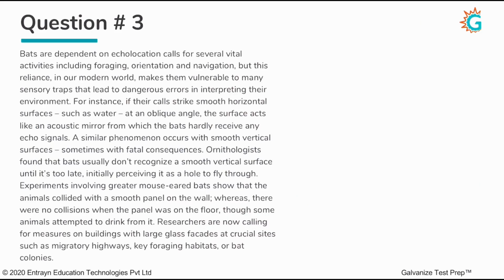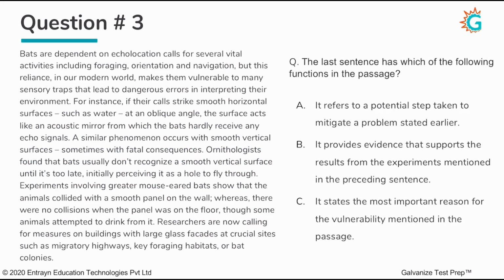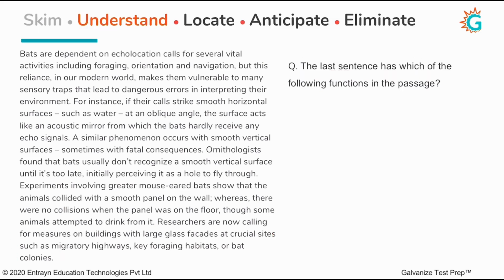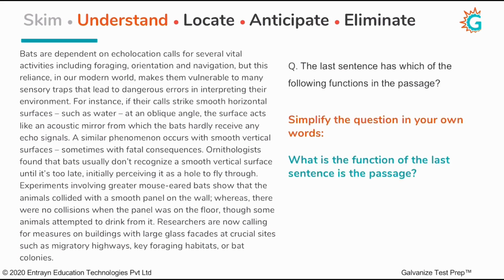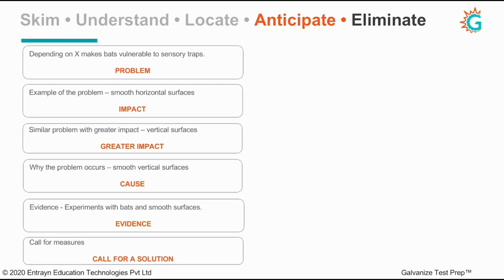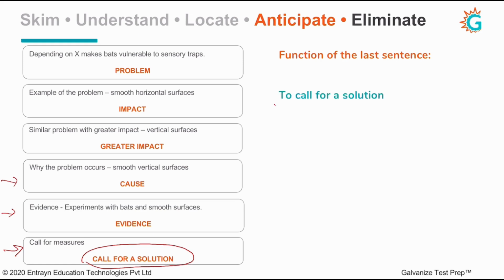Now let's go to another question in this passage. And this question basically says, the last sentence has which of the following functions in the passage? How interesting. It's basically asking you what is the function of the last sentence of the passage. What's the purpose of this sentence? But again, we don't have to worry because we have already written down the function of every single sentence in the passage. And we know from our notes that the last sentence of the passage is basically calling for a solution. So the function of the last sentence in the passage is to call for a solution.